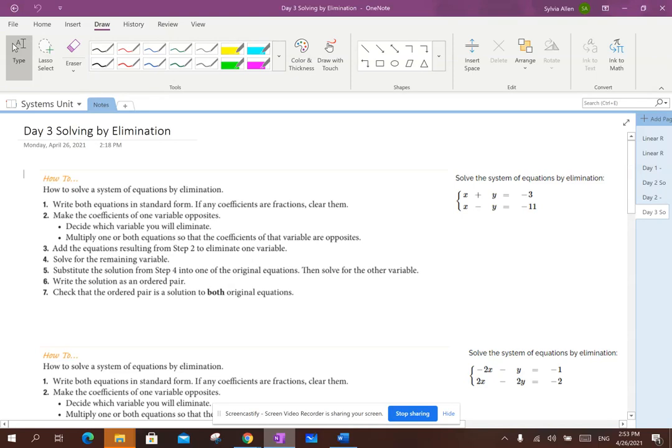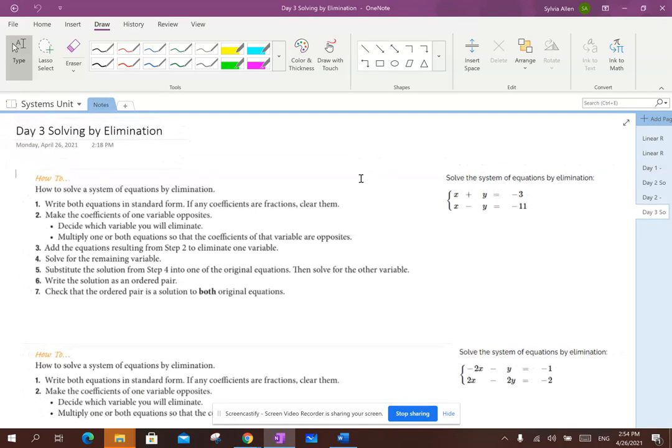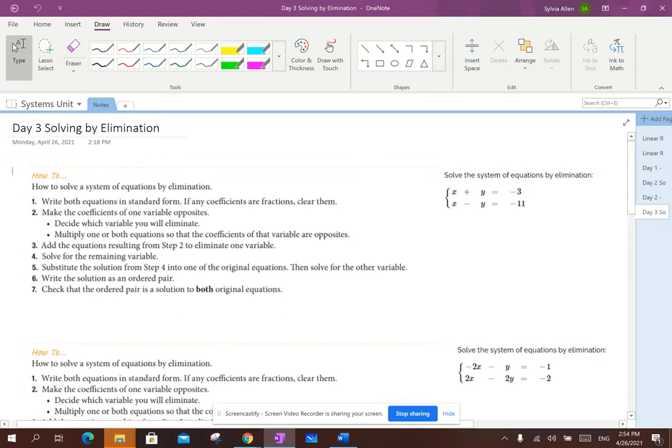All right, so now we're going to move on to solving a system by elimination. So here is your how-to guide. Let's go through those and then we can apply them as necessary to our first example over here.